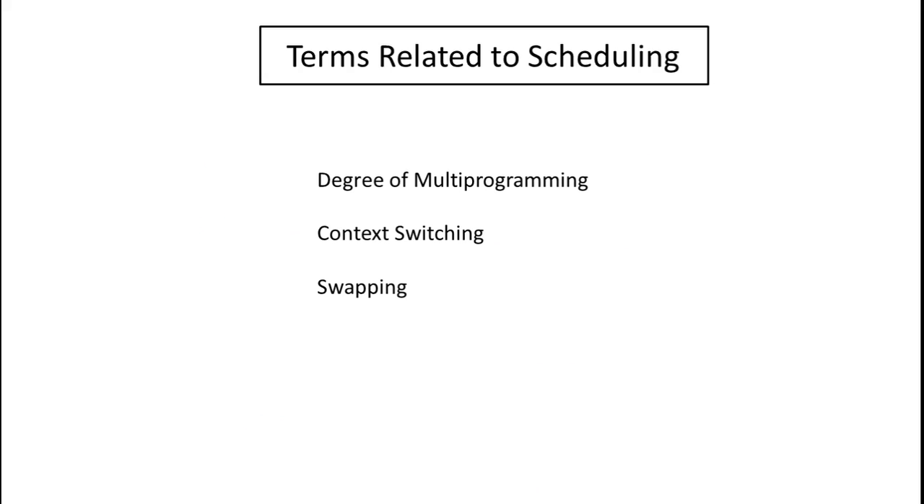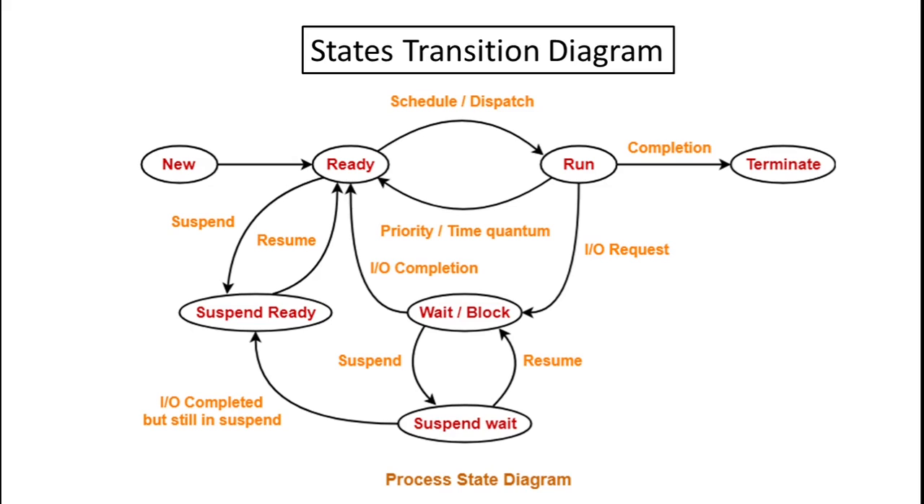Next, we will discuss a few terms related to scheduling: degree of multiprogramming, context switching and swapping. First, we will discuss the degree of multiprogramming. Whenever the long-term scheduler is bringing any process from the new state to the ready state, this is known as the degree of multiprogramming, because multiple processes are ready to execute. In the secondary memory a lot of programs are stored. Out of those programs, the long-term scheduler selects the program which requires execution, and that program becomes a process. So this is known as the degree of multiprogramming.